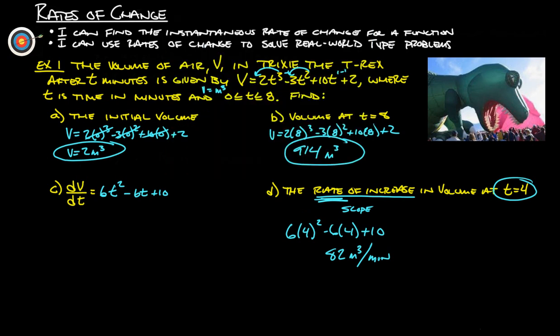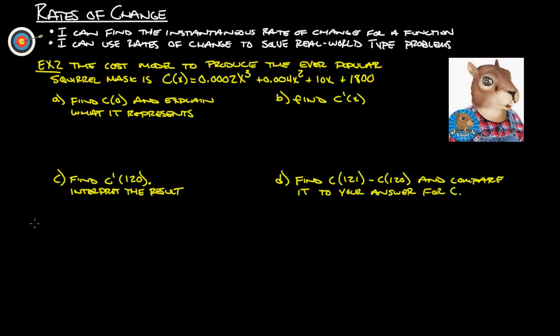All right. Let's take a look at another example here. Example 2. The cost model to produce the ever popular squirrel mask is C of x equals 0.0002x cubed plus and so on. That's our cost model. So find C of 0 and explain what it represents.